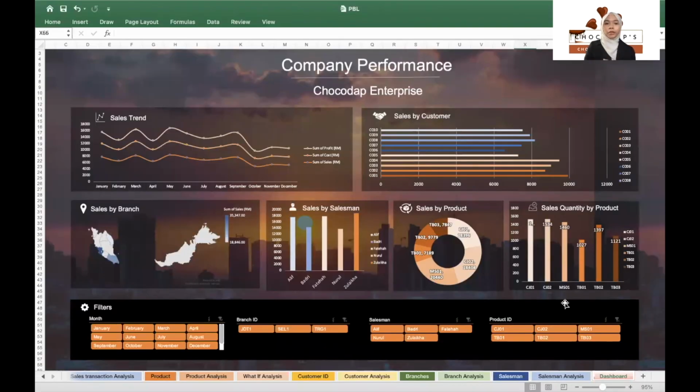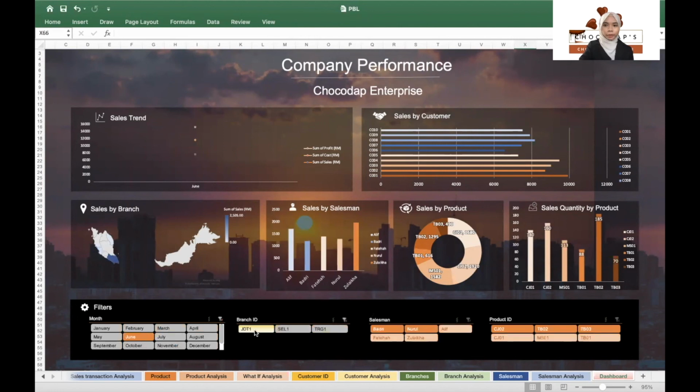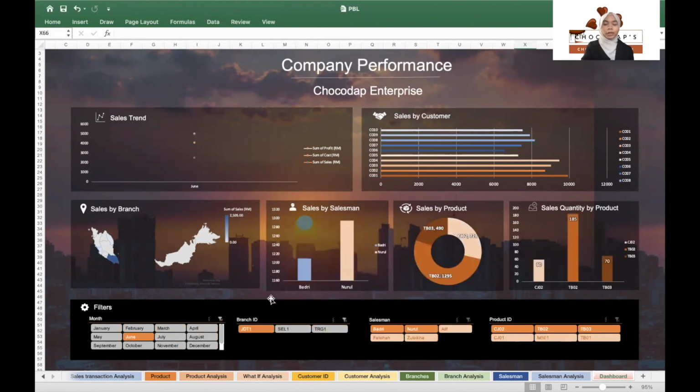Moving on, we are going to look at the Excel. So this is our overview of the dashboard and the overall company performance. We are using the filter to easily indicate which month, branch, salesman, and product we want to see. For example, I'm going to filter it by June, branch ID JDT1. Now we can only see the sales for the month of June and branch ID JDT1, which is Johor.